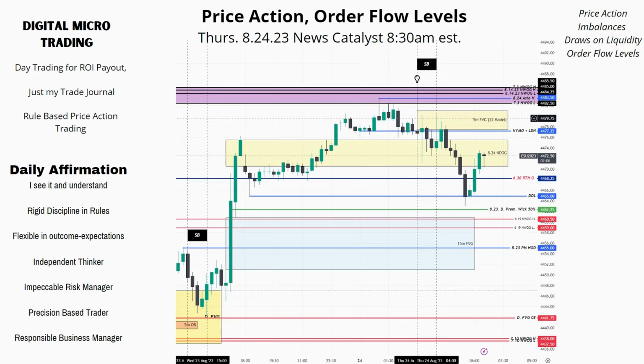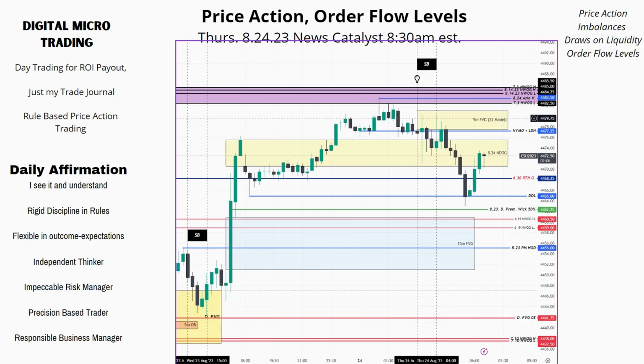And what we've got is price action, order flow levels, Thursday, August 24th. And there is a news catalyst. We already had a big one from NVIDIA earnings expansion. I'll point that out on the chart here. But there is, again, a lot of other economic news catalysts coming out at 8:30 a.m. Eastern Standard. Let's look at the benchmark 15-minute chart right here.